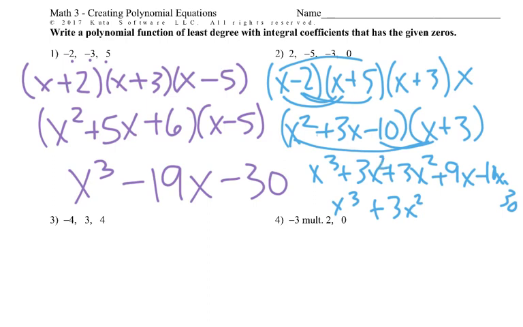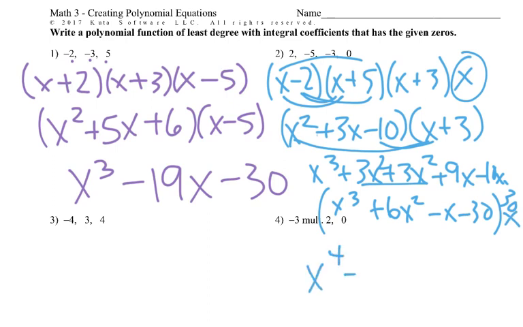I was pausing because I made a mistake. We have the 3x squared plus 3x squared, so that would be 6x squared, minus x minus 30. Now all of that is still multiplied by this x, so that would turn everything into x to the 4th plus 6x cubed minus x squared minus 30x. And there's our answer to number 2.